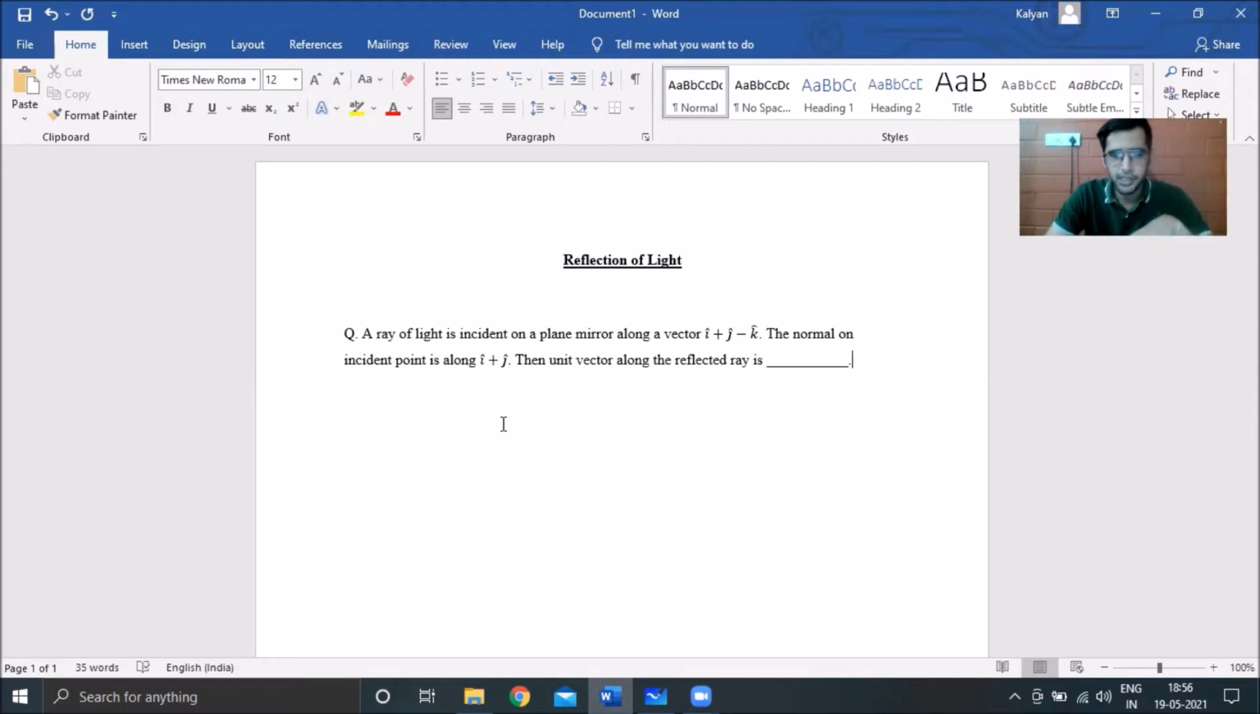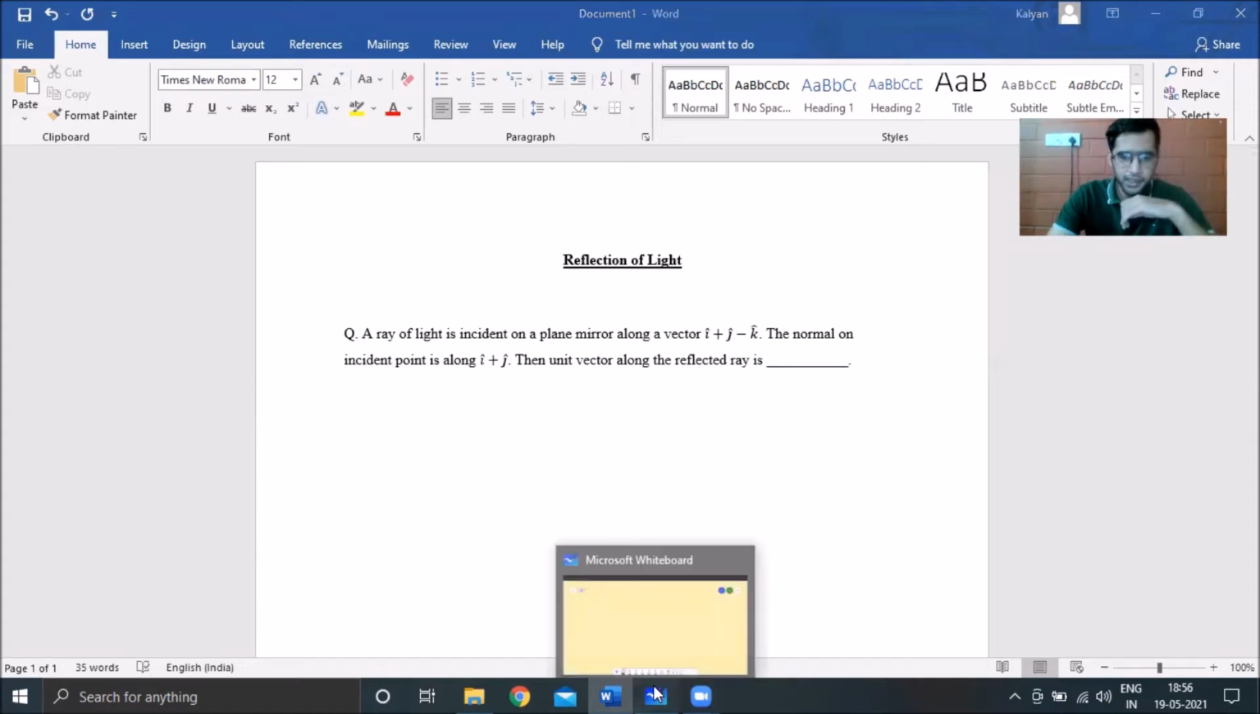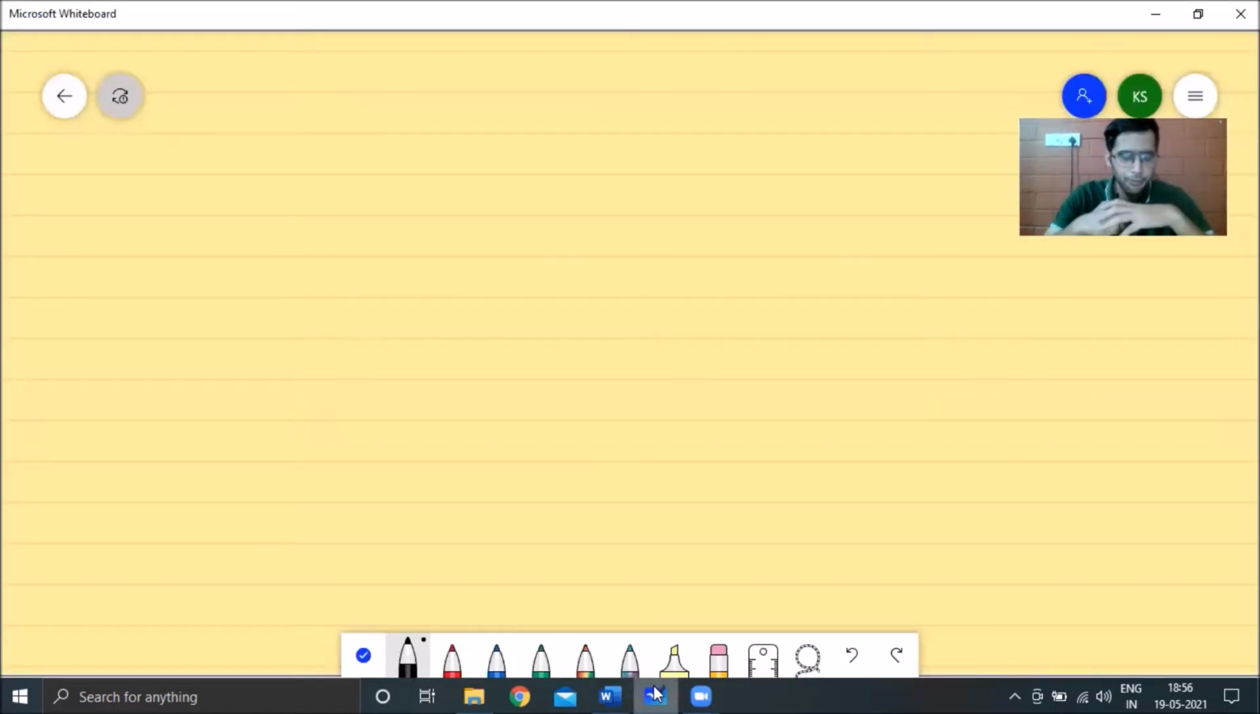As you can see in this question, your information is mentioned in terms of vectors. The incident ray is given in terms of a vector, the normal is given in terms of a vector, and what we need to find out is the reflected ray, again in terms of a vector. So let us derive a general formula for these kinds of scenarios, which would be helpful to solve many other problems of the same concept.